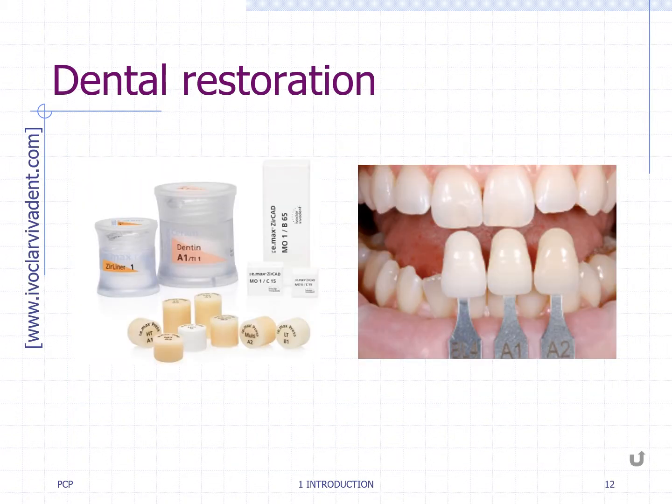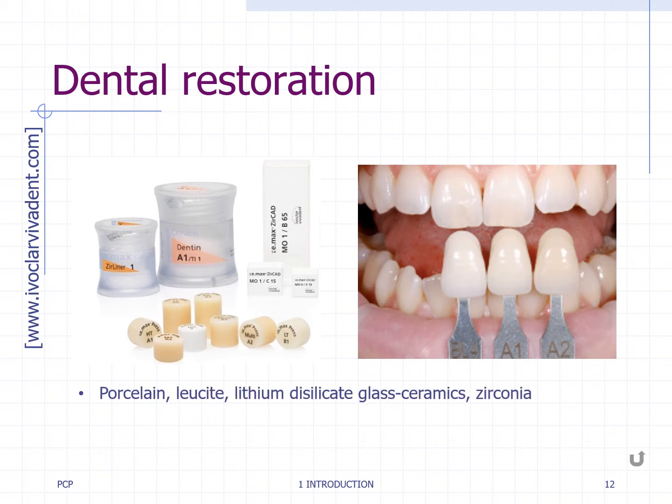Dental restorations such as crowns, bridges, and veneers can be made from feldspathic porcelain, as well as leucite or lithium disilicate glass ceramics and zirconia. Those materials are suited for shaping by pressing or machining and available in several degrees of translucency.